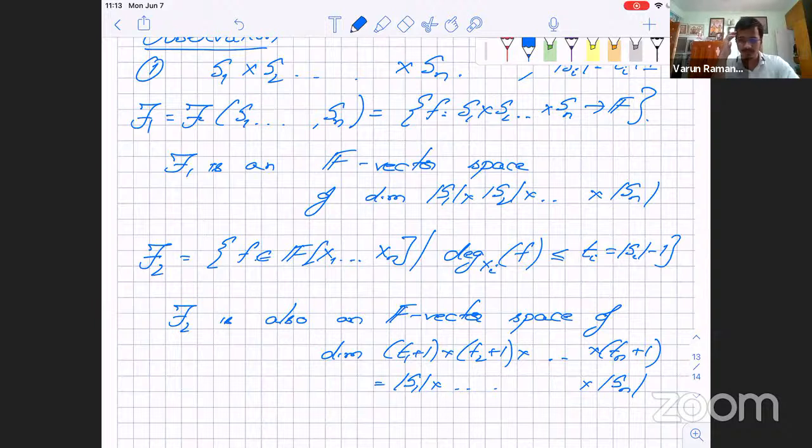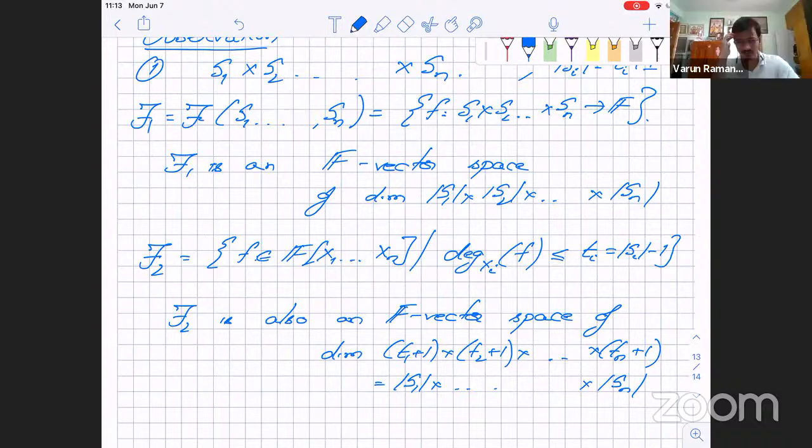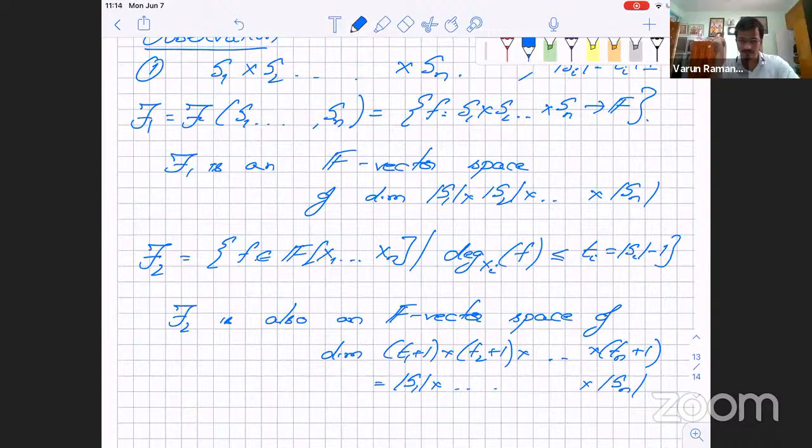Prahladh, maybe I'm saying something plainly wrong, but these are polynomials, but they are also functions. So all I want to say is when you view these polynomials as functions, you get these functions above. Yeah. So isn't it that both of these are vector spaces? Isn't F2 a subspace of F1? You're asking, is F2 a subspace of F1?